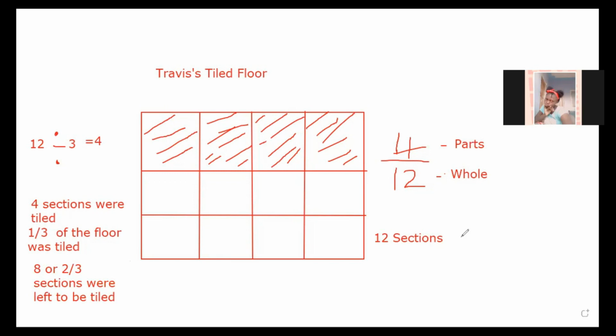So now when we talk about how long it took, we can say that if it took 2 hours to tile 4 over 12 or one third of the floor, how long will it take to tile the remaining, which is 8 out of 12 or two thirds? Can anyone respond in the chat how long it will take? Yes, thank you very much again, Camellia. How long will it take?